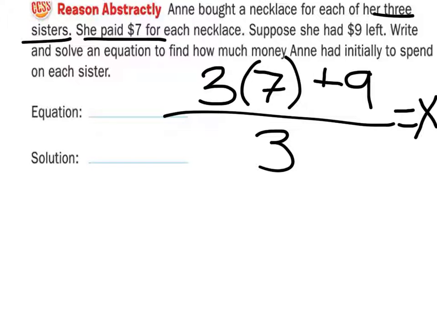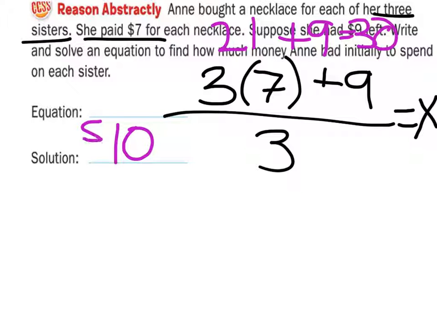I'll show you the one the book has. Well, she's just spending it on each sister, not for herself. So if we were to solve this, how much did she spend on each sister? Well, 3 times 7 is 21, plus 9 is 30. Then we'll divide that by 3. Some of you say 10, and that's correct: it's $10.